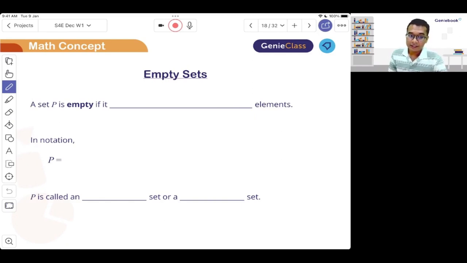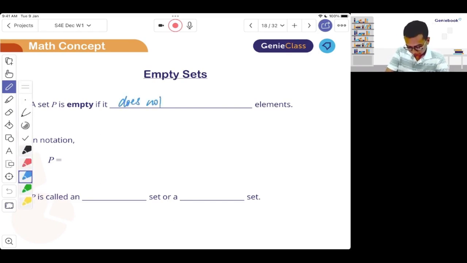Now, a set P is empty if, I think it's quite self-explanatory, it does not contain any element. If you write this down in notation, do you just write P equals 0? No. You need to actually show the two braces with nothing inside it. So it literally is an empty set.